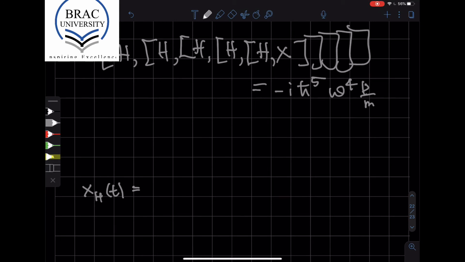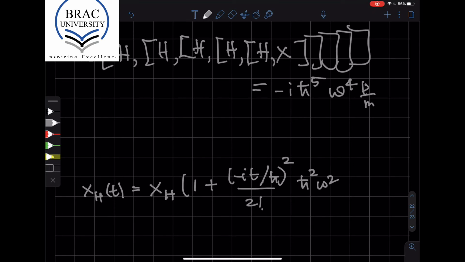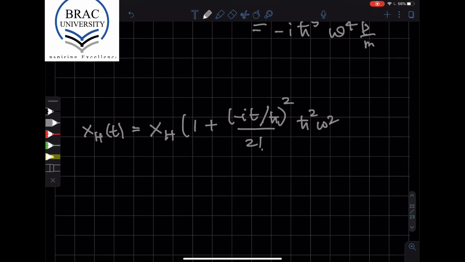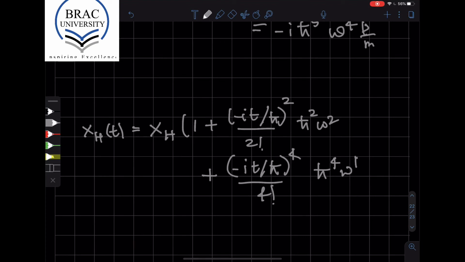The first series is the series only with x, so we can factor out x_H, and then we have in that series 1 plus (minus i t over h bar) squared divided by factorial 2. This was already in the definition of the BCH formula. And then we have figured out it's going to be multiplied by h bar squared omega squared. So this is coming from the term with 2 nested commutators. And then the next term in the even series will be (minus i t over h bar) to the power 4 divided by factorial of 4, times h bar to the power 4 omega to the power 4, and so on. This comes from the 4 nested commutator term.